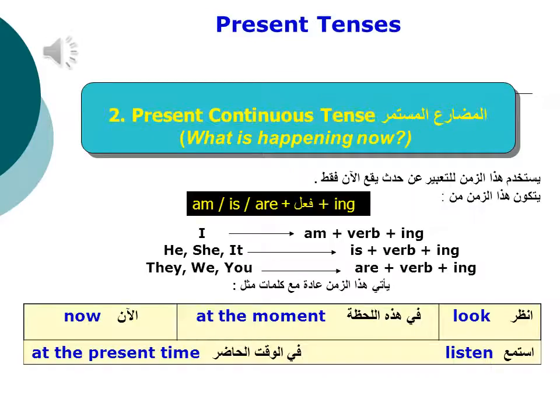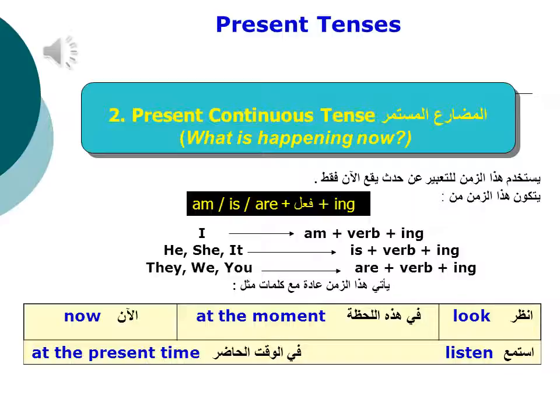The present continuous tense is used to talk about something which is happening now, which is happening at the present time, which is happening at the moment. We form the present continuous tense by using the verb to be, am or is or are, plus the verb, and we add the ing to the verb.